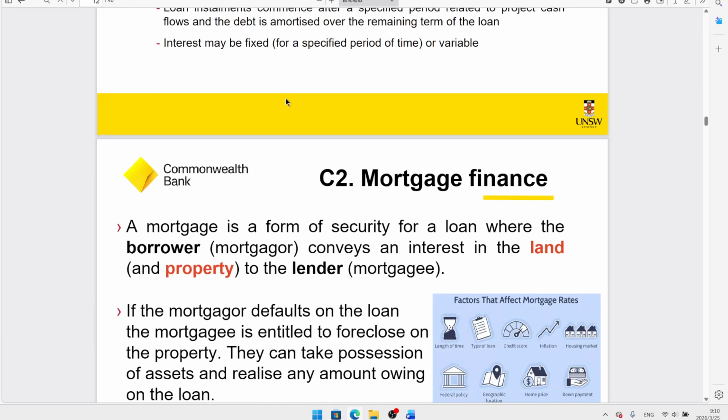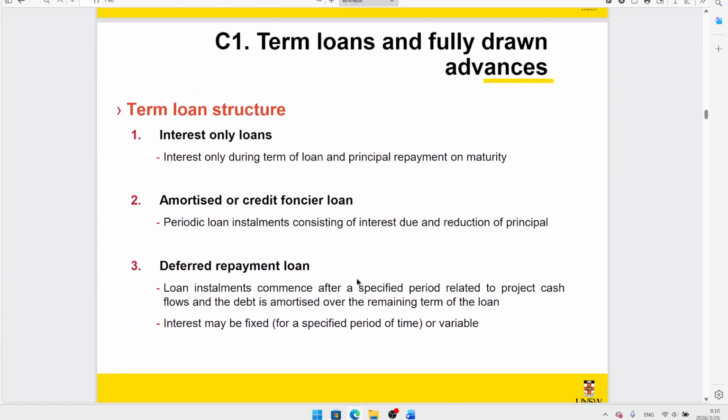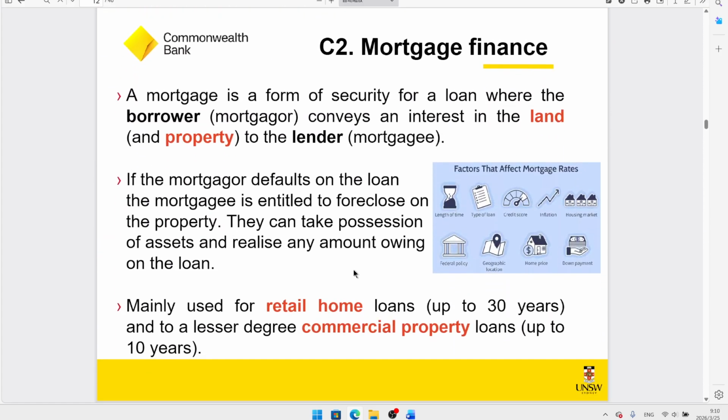The next one is mortgage finance. A mortgage is a form of security for the loan where the borrower conveys an interest in the property to the lender. If the mortgagor defaults on the loan, the mortgagee is entitled to foreclose on the property. They can take possession of the assets and realize any amount owed on the loan.